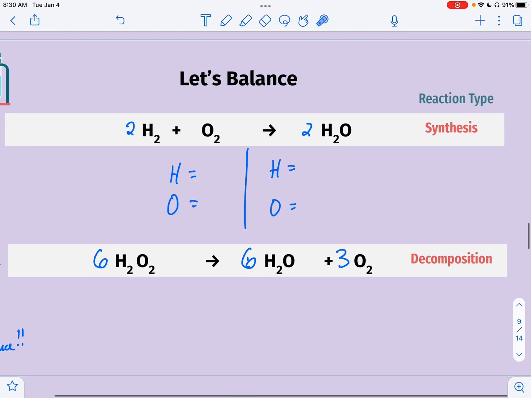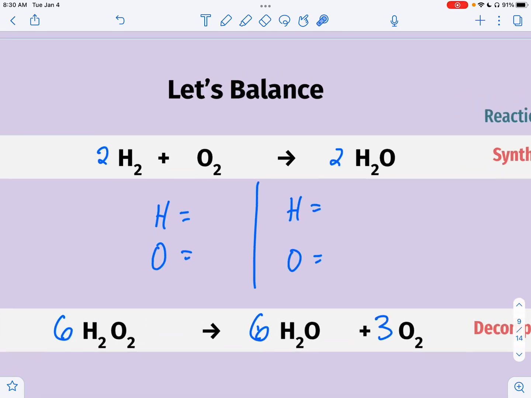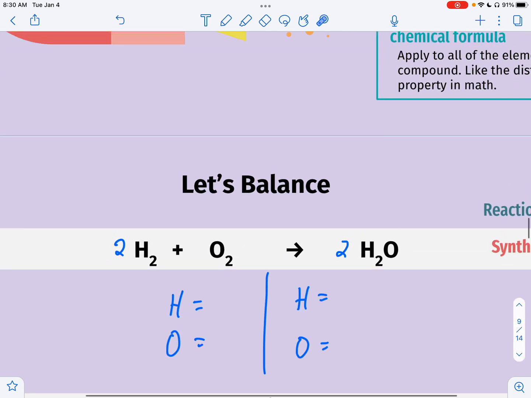Okay, so how does this equate to balancing? Well, remember I mentioned that in order to balance something, we need to have the same number of atoms on both sides of the arrow. So the reactants and the products. We can't create or destroy matter, so we have to account for the conservation of mass by balancing our equations.